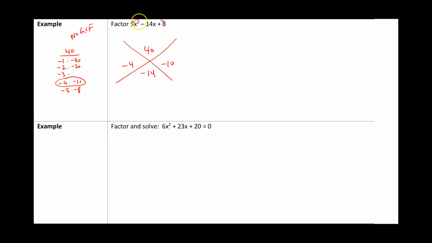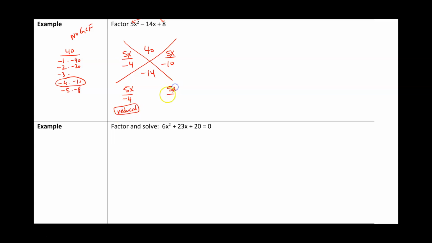Next step, ignore that 2, and just put a 5x on top of each. So I have 5x over negative 4, and I have 5x over negative 10. So now, the 5x over negative 4, this is already reduced. If I take these individually, 5x over negative 4, that's already reduced.